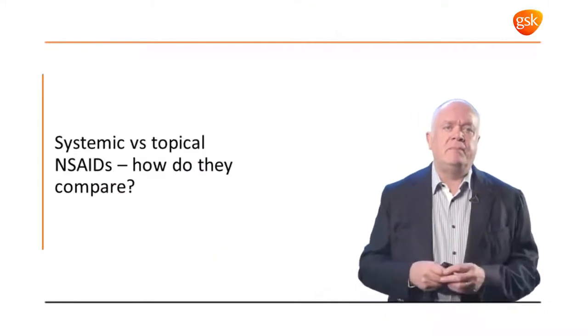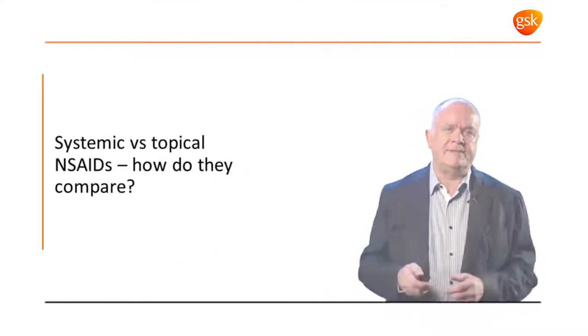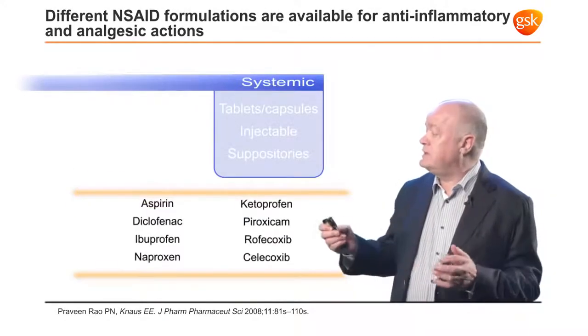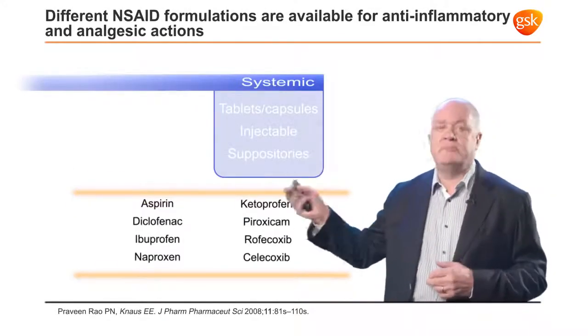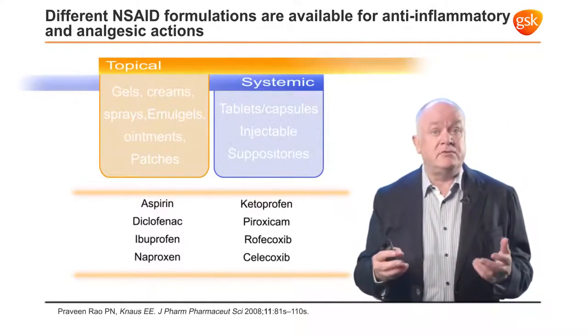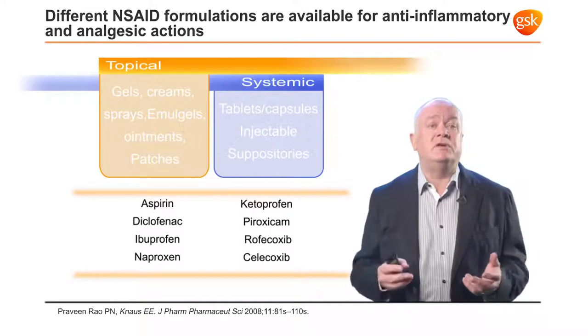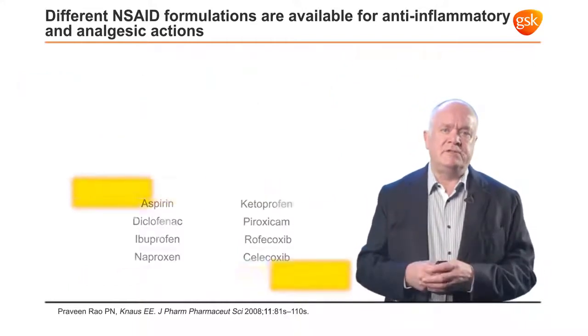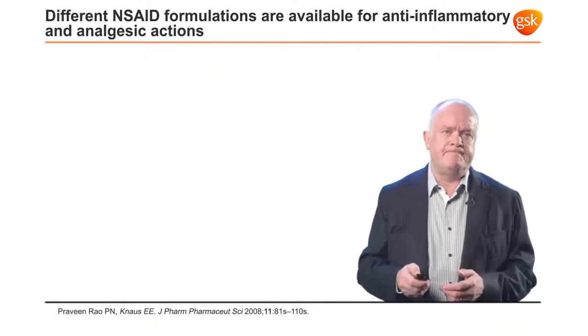Now, I will compare systemic and topical NSAIDs. Systemic NSAIDs are available in tablet, capsule, injectable and suppository forms, and topical NSAIDs are available as gels, creams, sprays, emulgels, ointments and patches. Of course, different NSAID formulations are tailored for different uses.